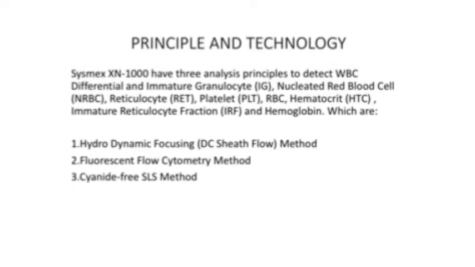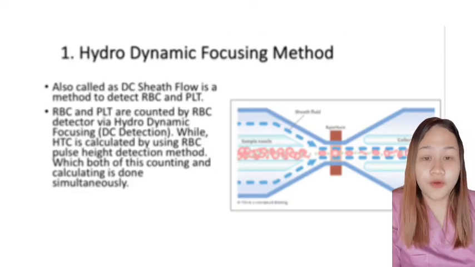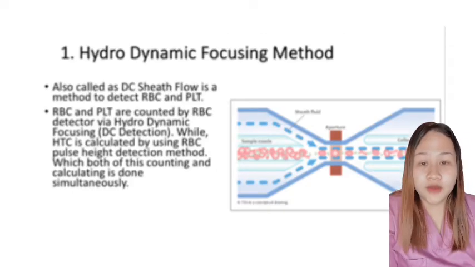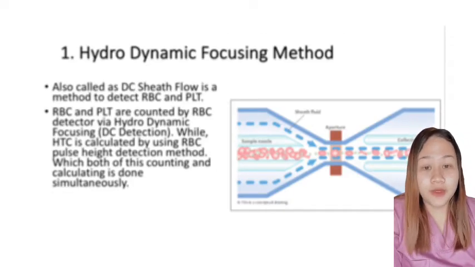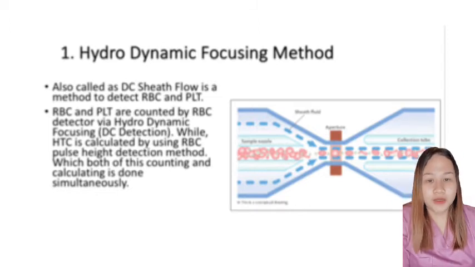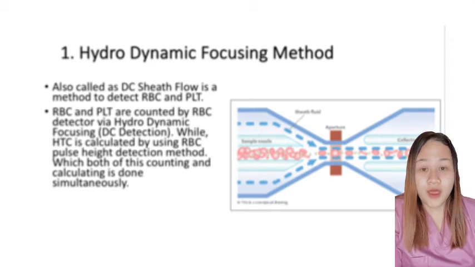As for its principle and technology, it has 3 analysis principles to detect WBC, IG, NRBC, RET, PLT, RBC, HCT, IRF, and hemoglobin. The first one is the hydrodynamic focusing method, also called DC sheath flow, which is a method to detect RBC and platelet. RBC and platelet are counted by the RBC detector via hydrodynamic focusing DC detection.